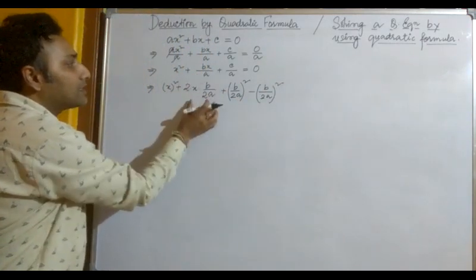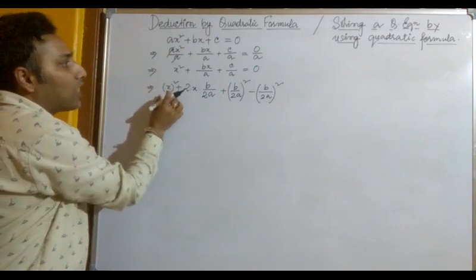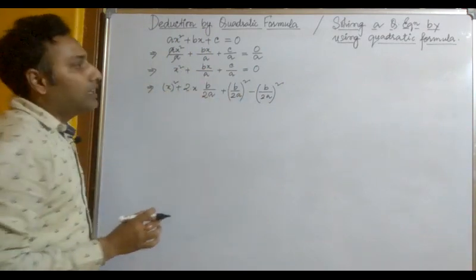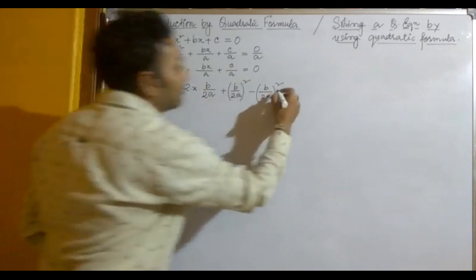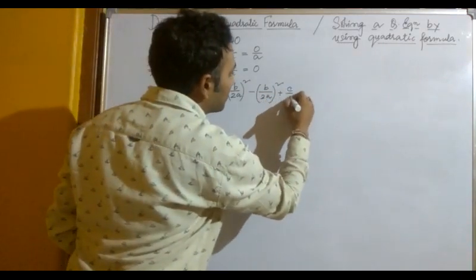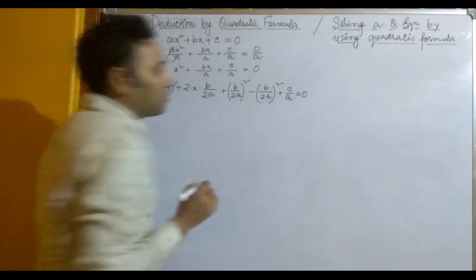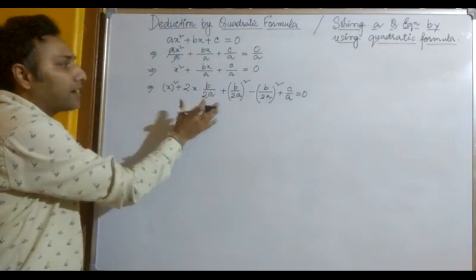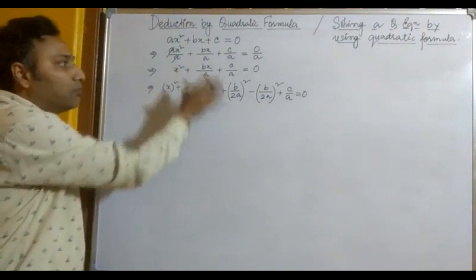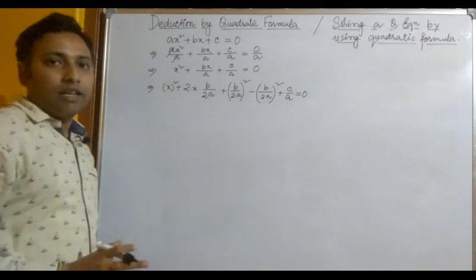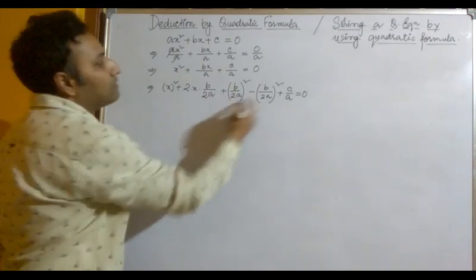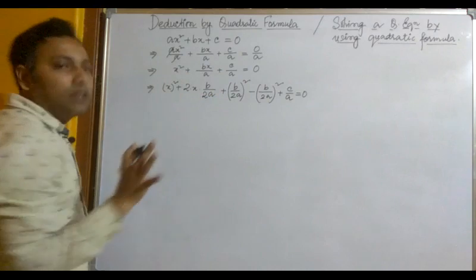This term is this term, x square is this one. So ultimately who is left here? c by a. These two will get cancelled. So we will write plus c by a equal to 0. So whenever I write an equation, from one equation, both of them should be equal. If we calculate, you will see that ultimately you will get the same equation.